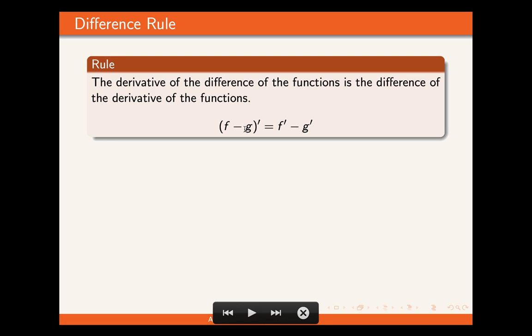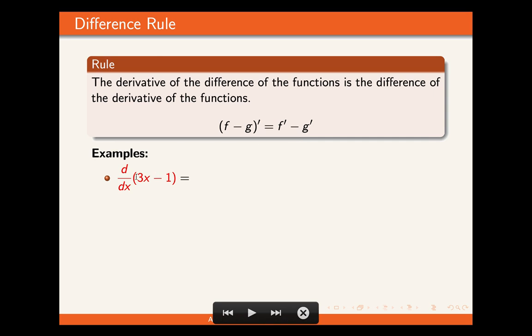So let's see one example. Our goal is to find the derivative of 3x minus 1. So we have two functions here, function f, let's say that is 3x, function g is 1, and we have a new function which is the difference between them, 3x minus 1, and our goal is to find the derivative of that. To find the derivative of this, it's clear that we can use this difference rule. So how do we apply it?